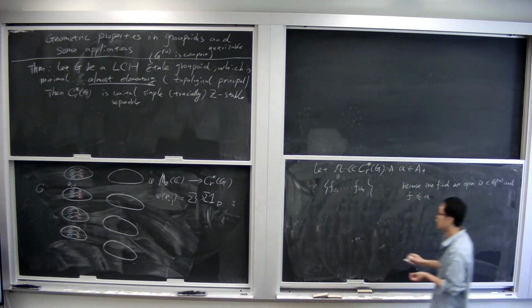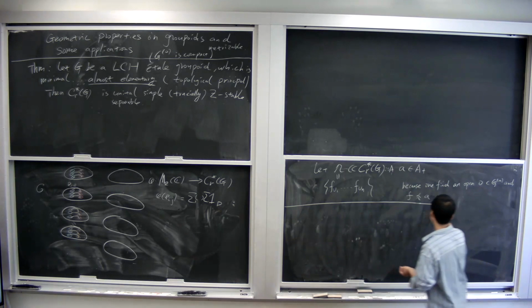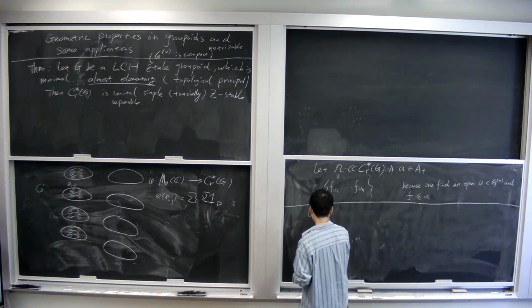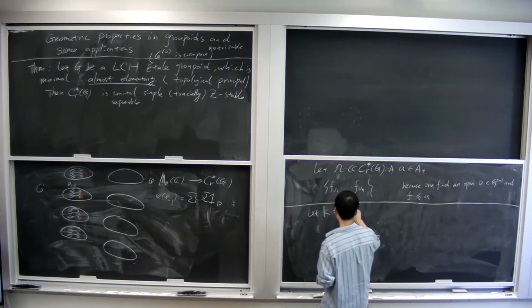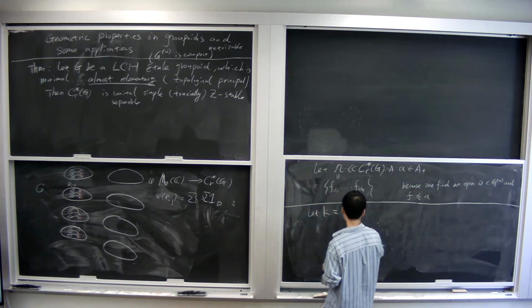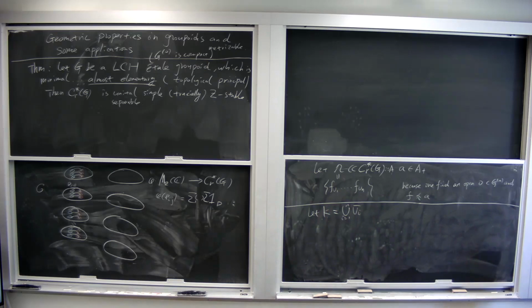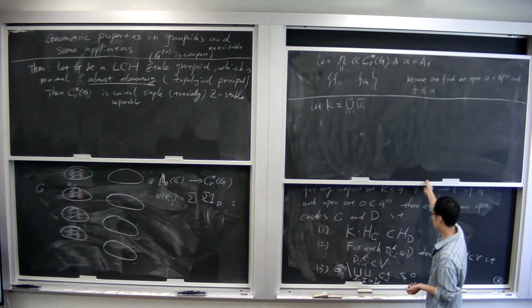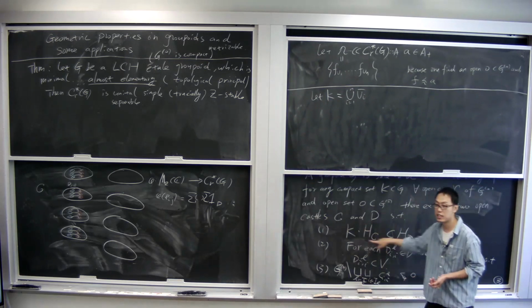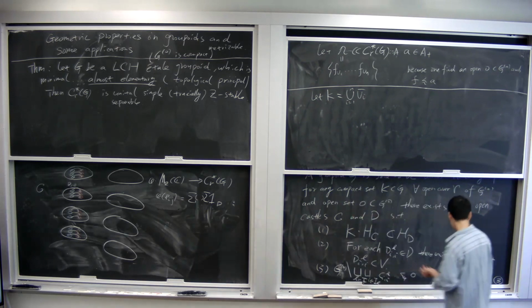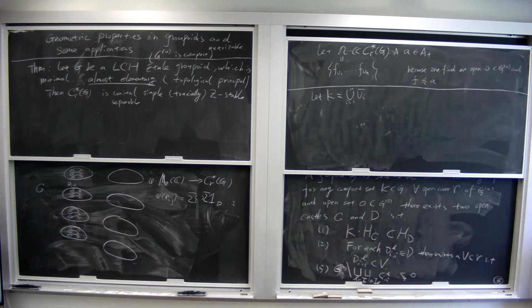Now let K be exactly the union of all the closures of Ui, from 1 to n. And then you do the extension. What I mean is you find two castles such that these two hold. But of course, you need to do some more work to make everything compatible.